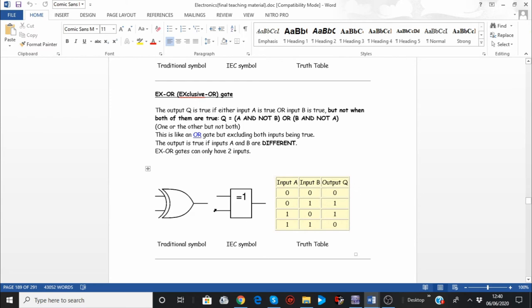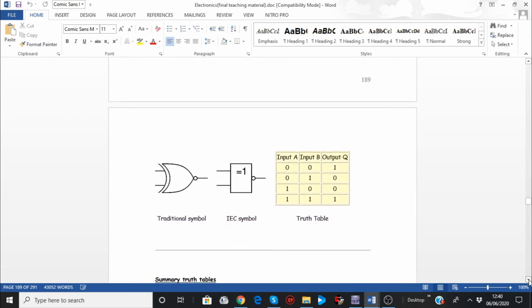But the output: we said for OR, if one or the other input is on, then the output is on. But if both of them were on, the output was still on. In this case, the exclusive OR excludes that one. If both of them are on, it doesn't give you an output. So 0, 1, 1, this part is the same as OR, but the last bit is not the same, it's 0. That's the only difference between exclusive OR and OR.